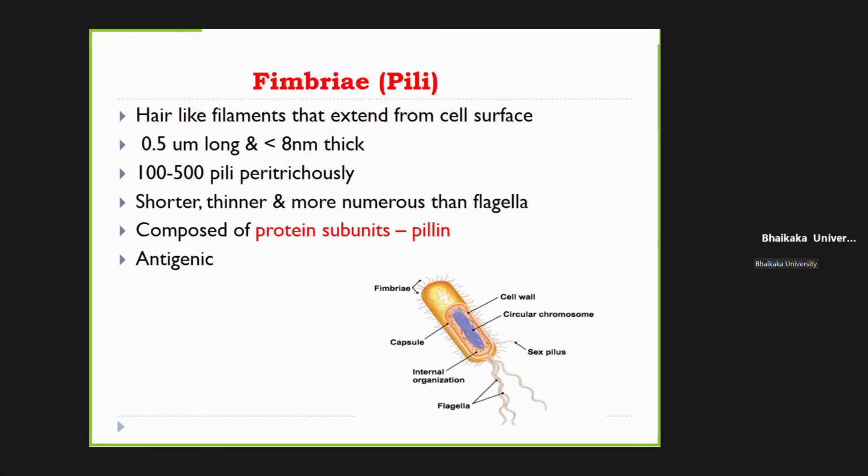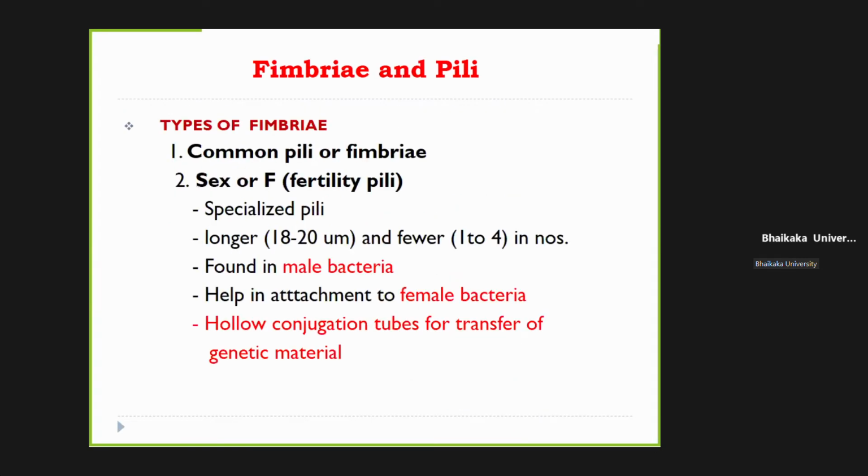They are very thin, hair-like filamentous structures that extend from the cell surface, and they are always peritrichous in arrangement. Almost 100 to 500 pili or fimbriae are found in one cell, and they are very short, thin, and more numerous compared to flagella. They are composed of the protein subunit pilin, and flagella are composed of flagellin. They are also antigenic, just like flagella.